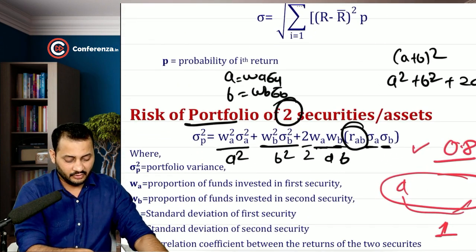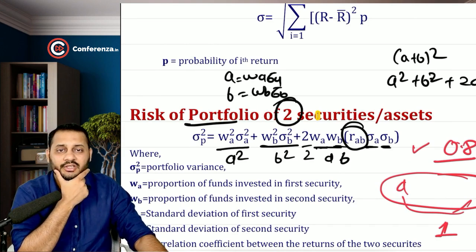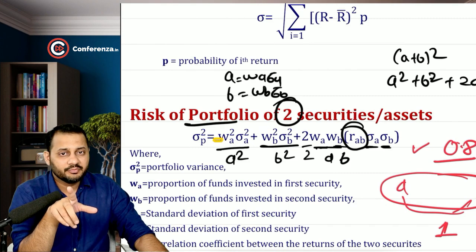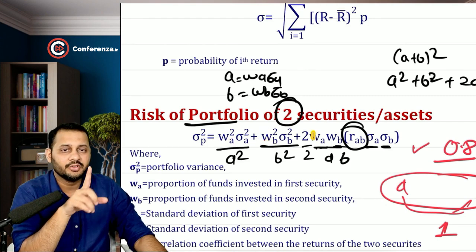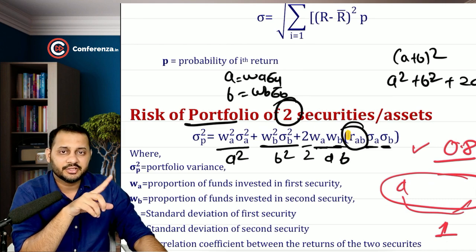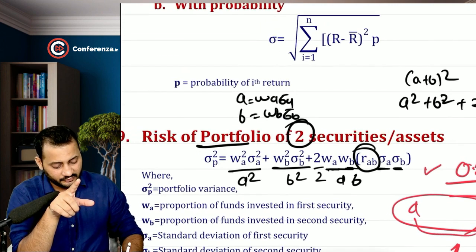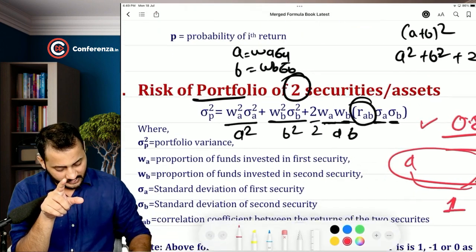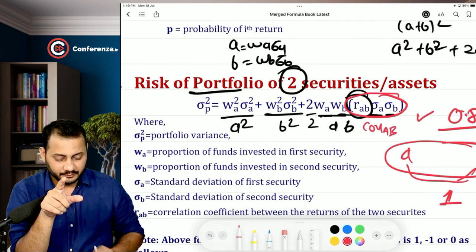We also learned how to calculate portfolio risk with two securities or assets. So standard deviation of P square is weight of A, standard deviation of A square, plus weight of B, standard deviation of B square, plus 2 into weight of A, weight of B, standard deviation of A, standard deviation of B, rAB. This much of the figure can also be replaced with covariance of AB.